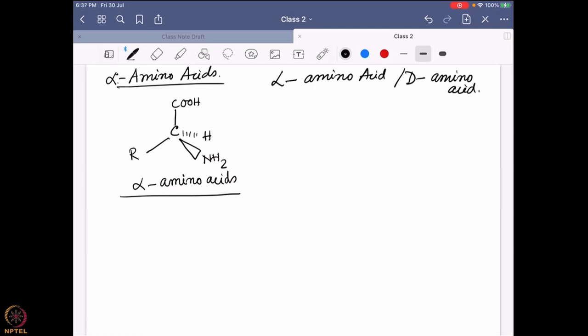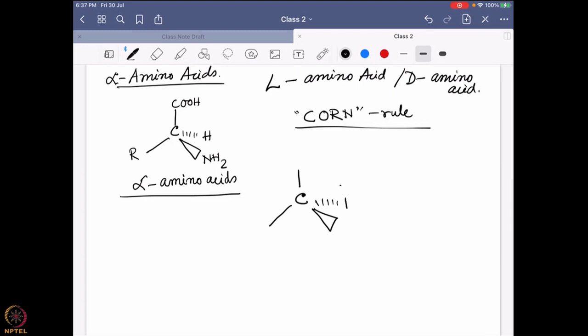This is alpha, Greek term, and this is capital L. How to differentiate that? For that, you have to just remember the simple rule called CORN. So what is the CORN rule? Over here, what you have to do is simply put the carbon, draw its tetrahedral geometry, put the hydrogen on the back.